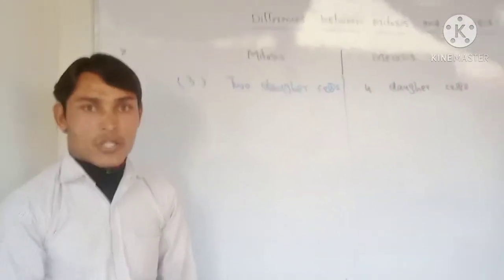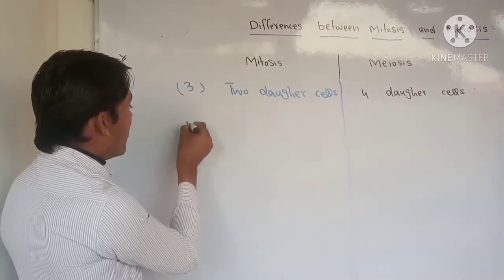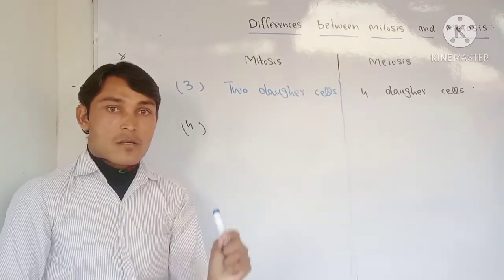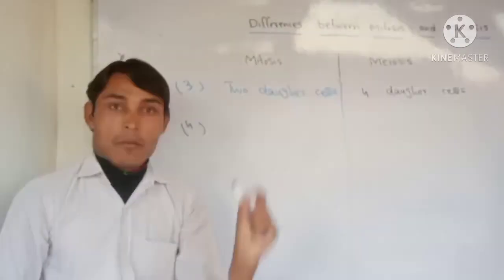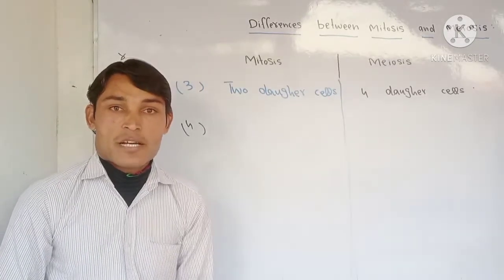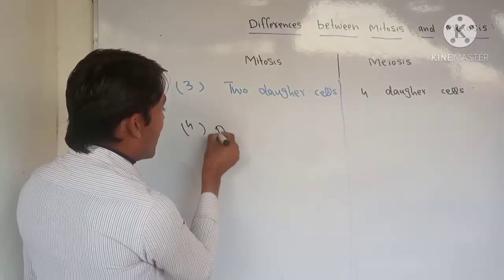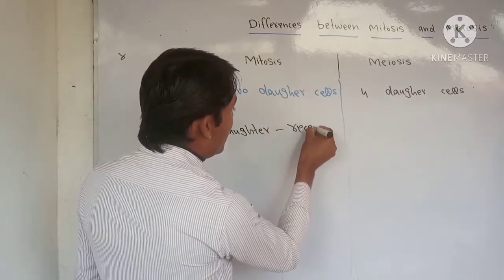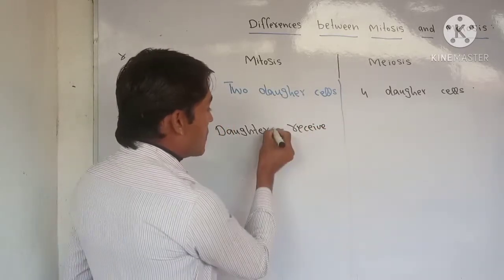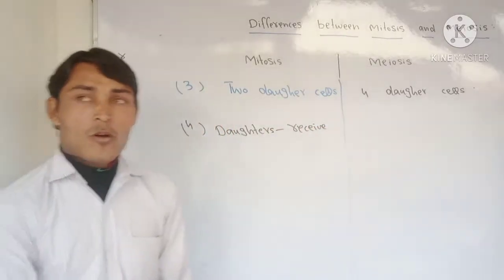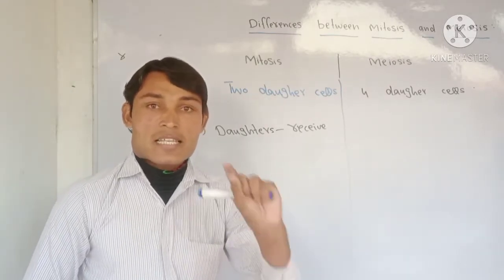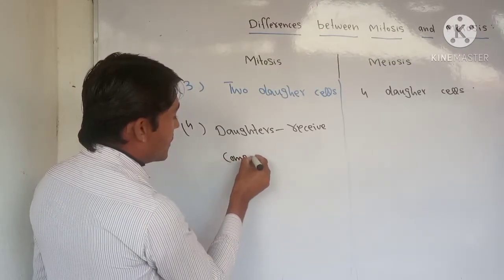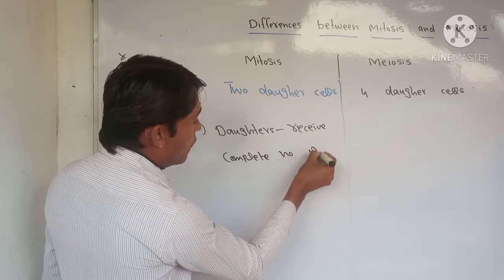Now the fourth difference is that in mitosis the daughter cells receive the full number of chromosomes. Full number simply means a complete set of chromosomes. So simply, daughters receive the full number of chromosomes, which means the exact, complete number of chromosomes.